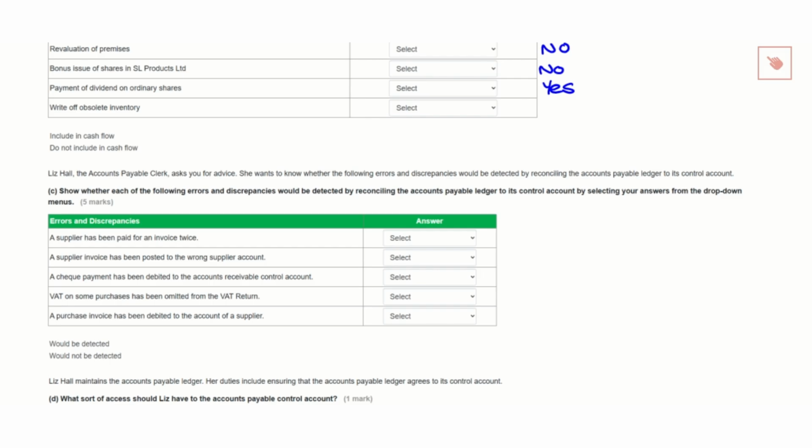When we write off obsolete inventory, we wouldn't include the value in the cash flow. And this is because writing off obsolete inventory is just an accounting adjustment that reduces the value of inventory on the balance sheet. It's a non-cash expense.